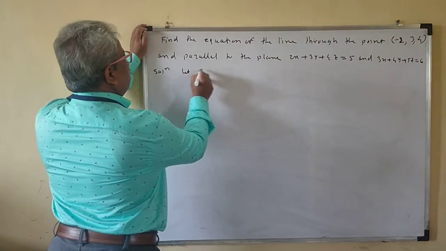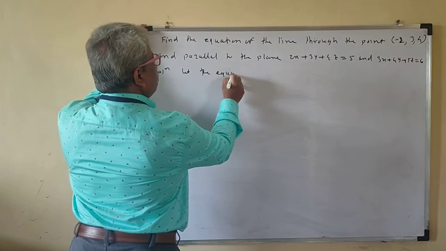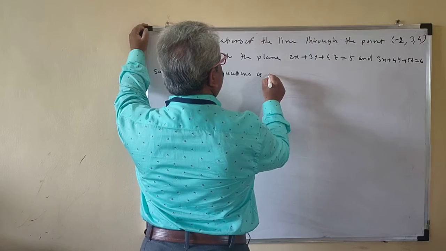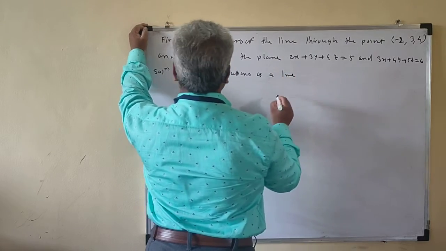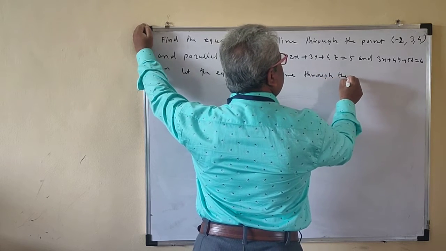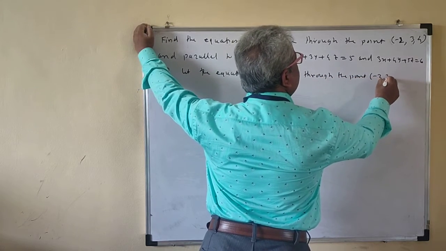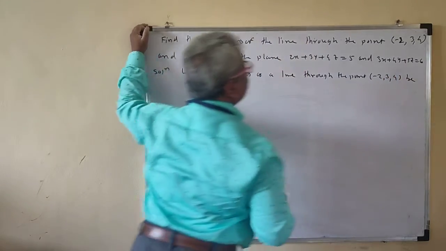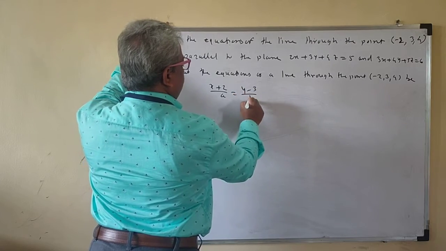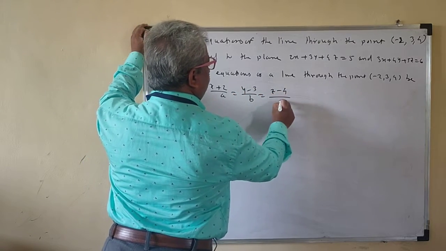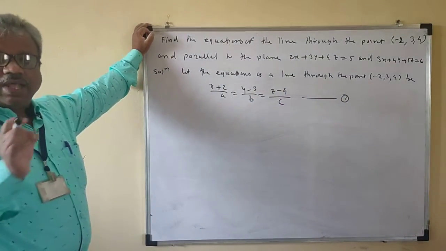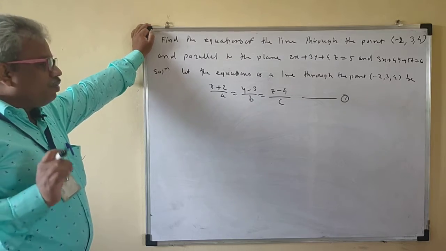Let the equation of the line through the point minus 2, 3, 4 be (x plus 2) upon a, (y minus 3) upon b, (z minus 4) upon c. I call this as 1. This is your required line if you get the values of a, b, c. So what is our aim? To find the values of a, b, c.